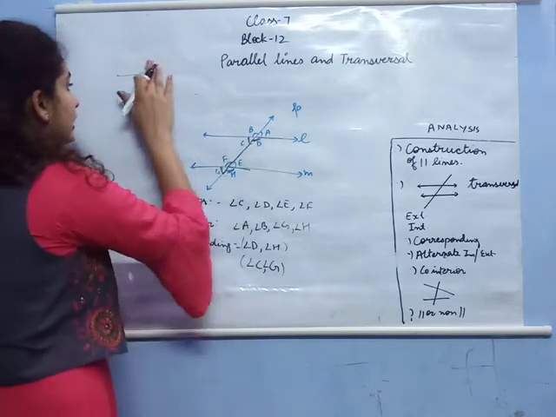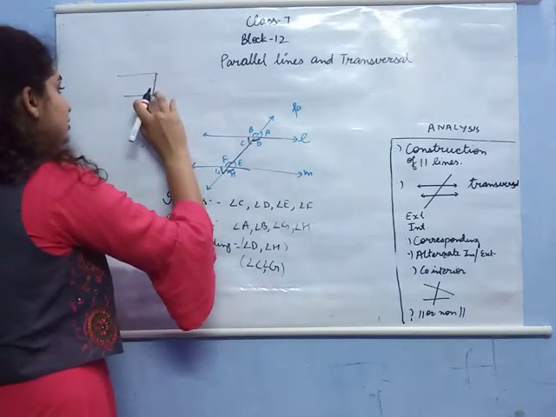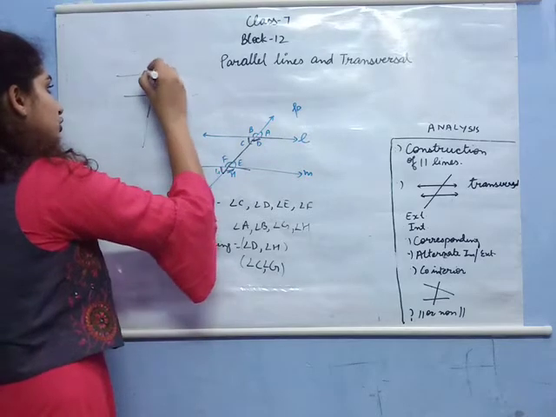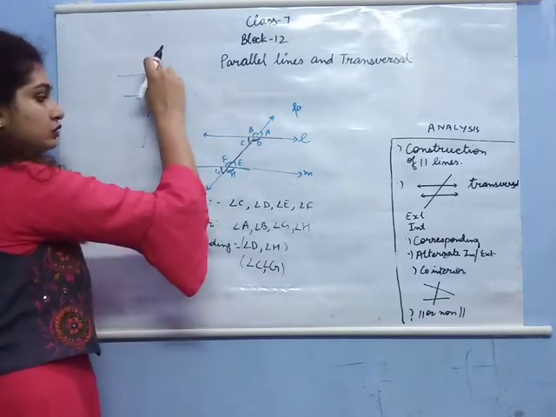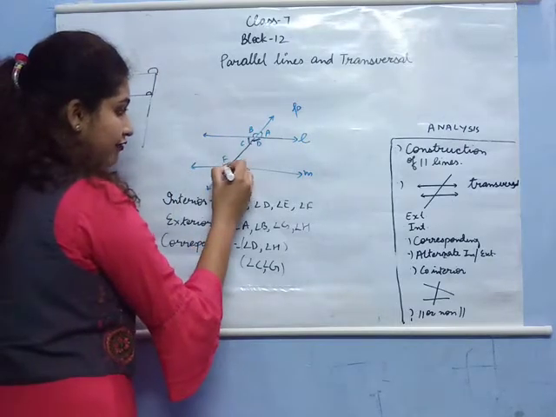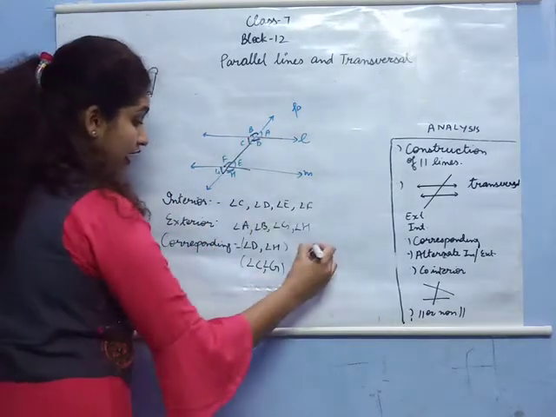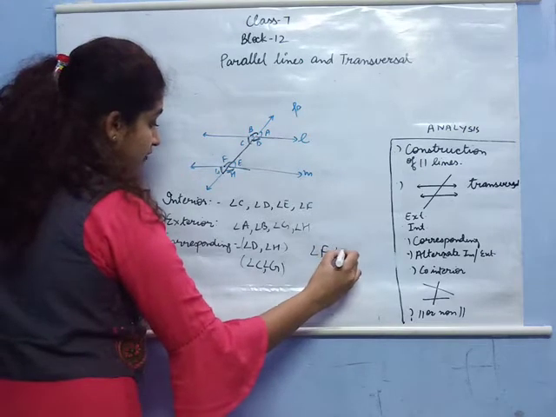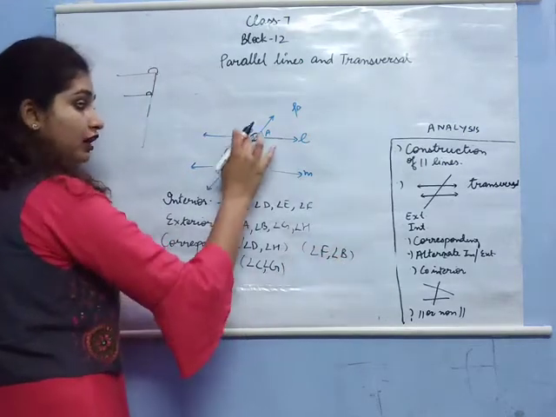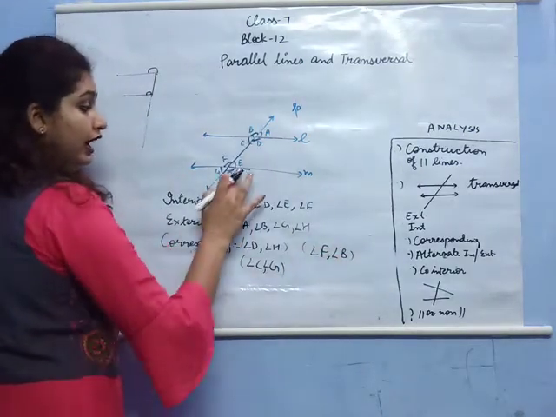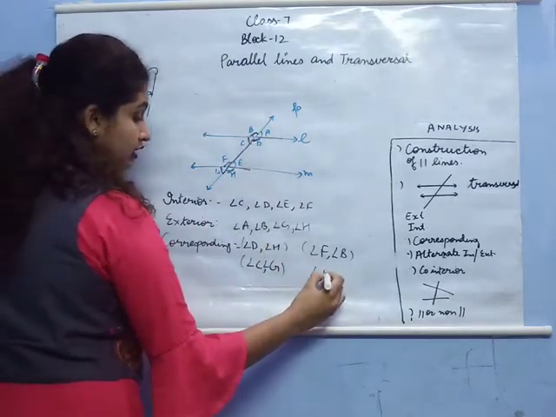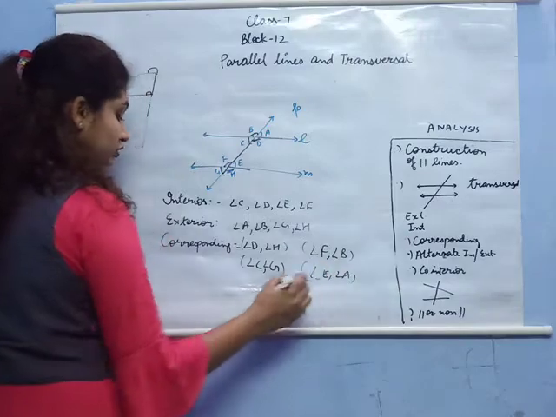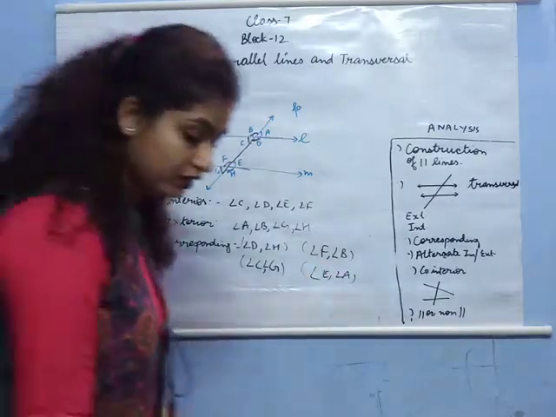If I talk about the angles shown on this side of F, one is inside the region, one is outside the region. That means F and B. So angle F and angle B are again corresponding angles, right? And here E and A, angle E and angle A are the corresponding angles, right?